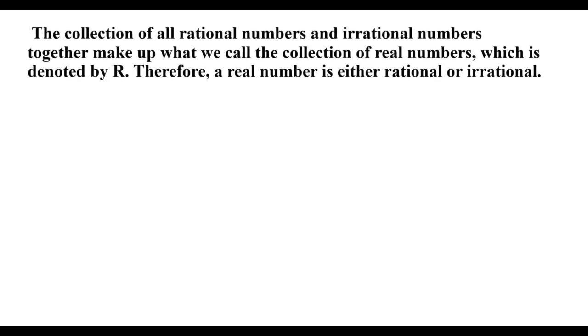Then the collection of all rational numbers and irrational numbers together make up the collection of real numbers. Already you know about rational numbers, the numbers in the form of p by q, where p and q both are integers and q is not equal to 0. And irrational numbers are the numbers which are not rational. The rational numbers and irrational numbers together make the real numbers, which is denoted by capital R. Therefore a real number is either rational or irrational.